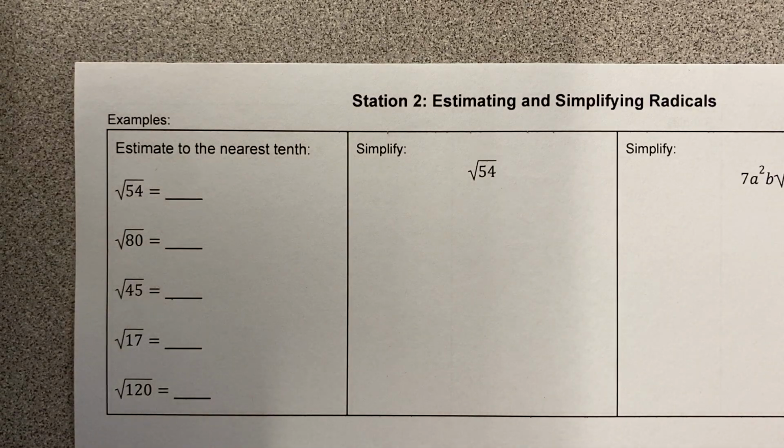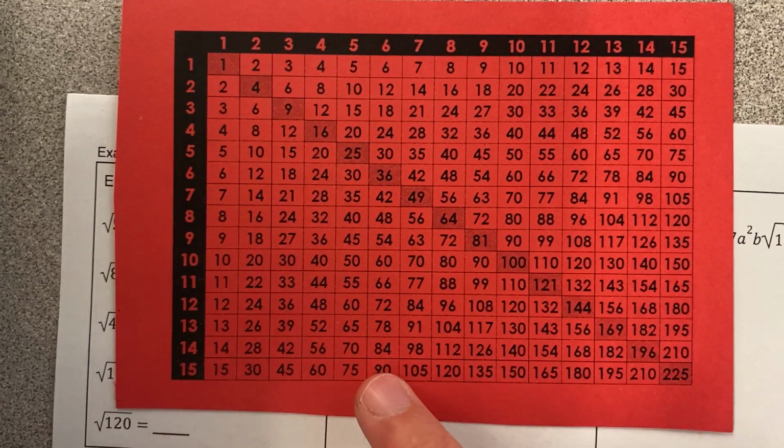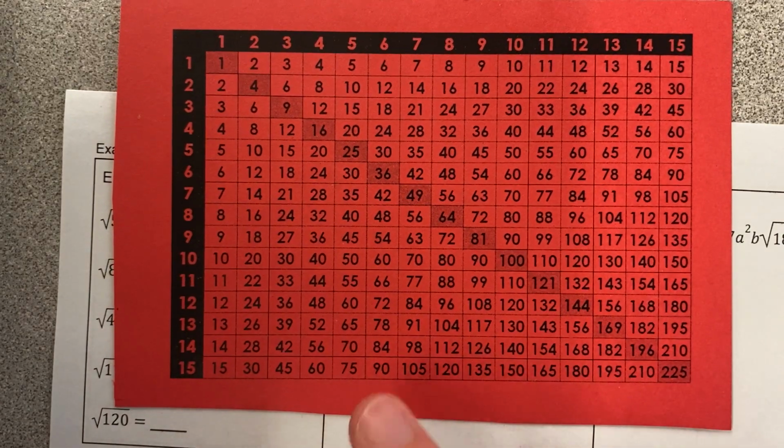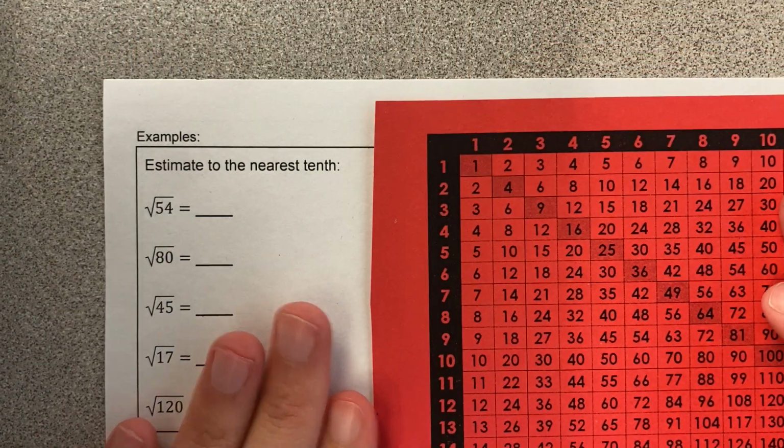For station 2, we're going to be estimating and simplifying radicals. I'm going to be using this multiplication table as a tool. This multiplication table is also available on the top toolbar of your practice test and also your test. Okay, so let's start with estimating.